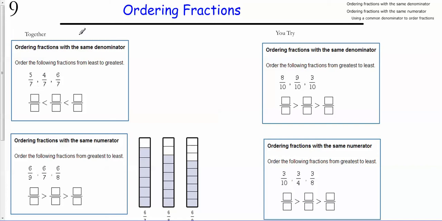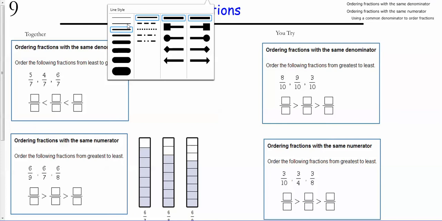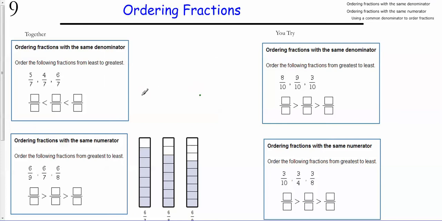Which one's the most? Well, I think we all could hopefully take a wild guess and say who ate the most pizza. Okay, so it says least to greatest. So who ate the least? The person that had 4 pieces. So 4 sevenths, then 5 sevenths, and then finally 6 sevenths.